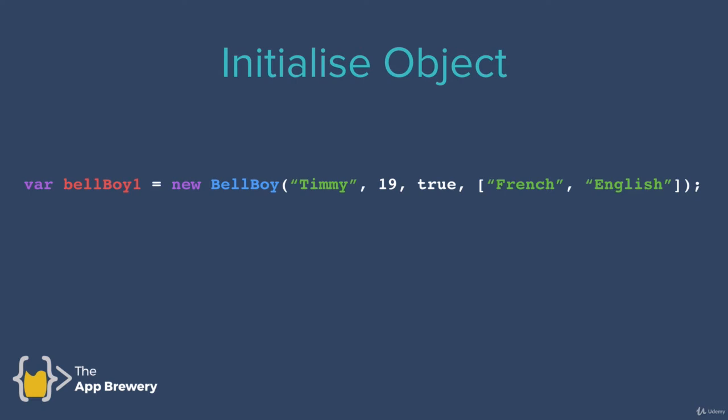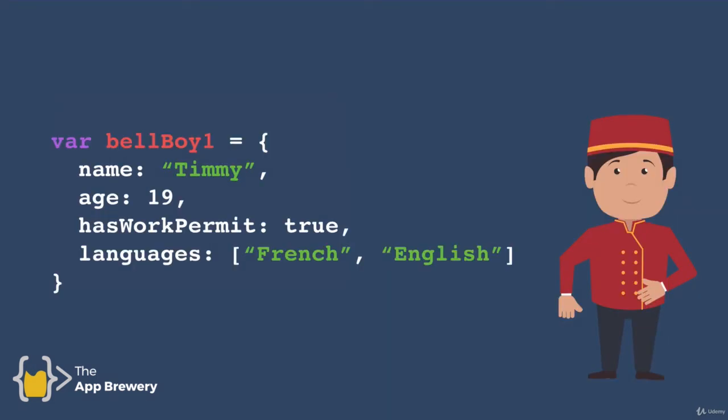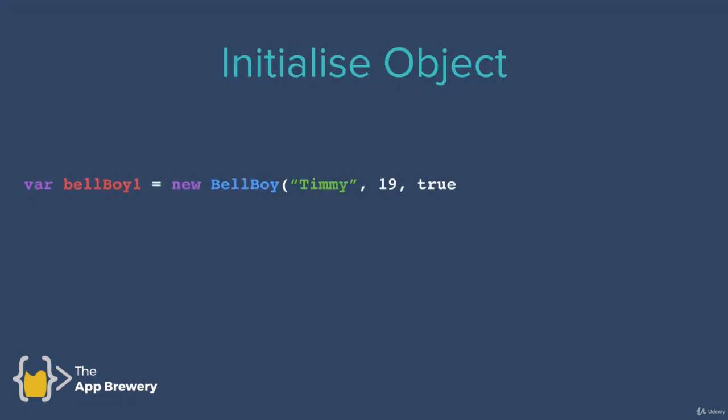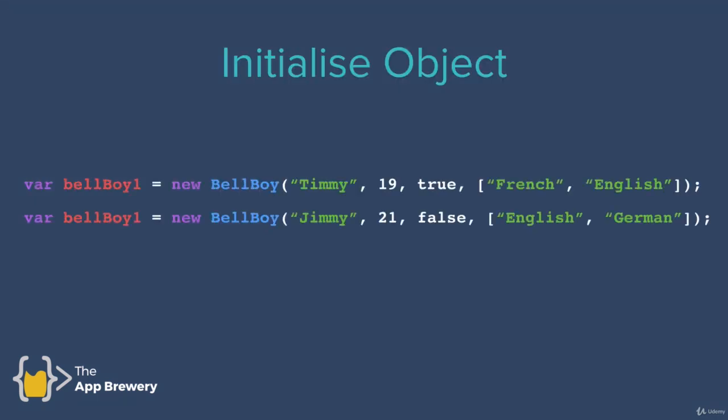So the first one was the name, the second one was the age, the third one was whether they had a permit, and the fourth one was which languages they spoke. So this is much, much shorter than our previous version, where we had to specify the name of the property every single time we created a new object. And we can use this factory or constructor function to create new bellboy objects all day long.